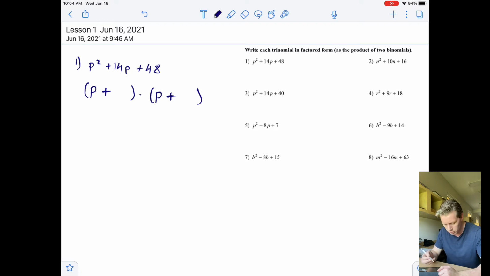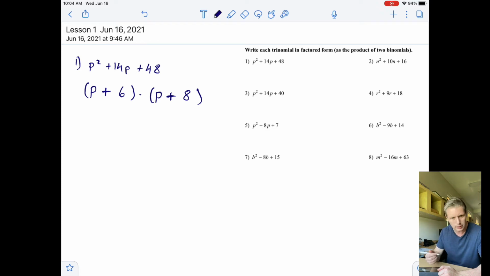I might be tempted to try, say, 4 and 12. But 4 and 12 do not sum to 14. 2 and 24 are factors of 48, but they don't sum to 14. And I think what I'm going to end up with, if I think through my factors of 48, is 6 and 8. 6 and 8 should work. So let me try 6 and let me try 8.